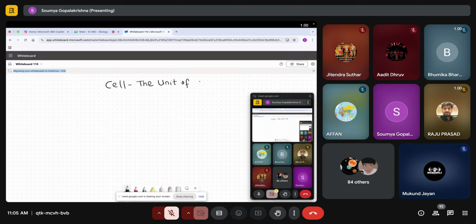Cell, the unit of life. Okay. Now let us learn what is a cell. Can anyone tell me what's a cell?